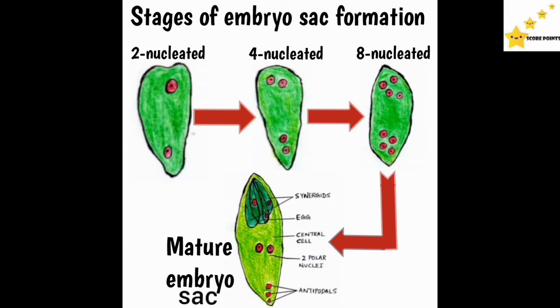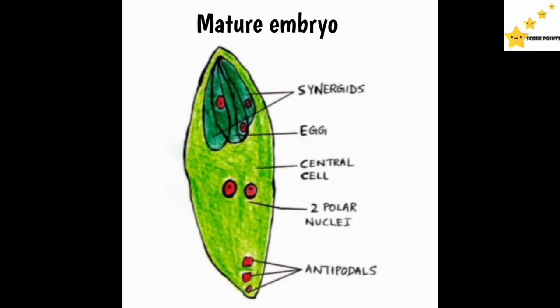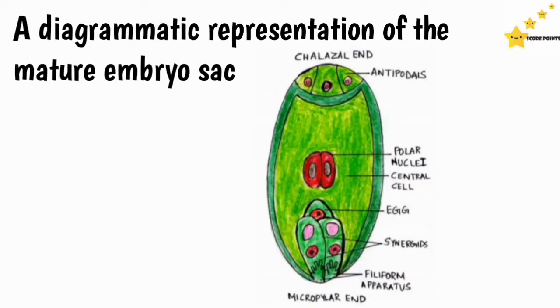Now we can see the 2, 4 and 8 nucleate stages of the embryo sac and also the structure of a mature embryo sac. The nucleus divides three times. It undergoes mitotic division. The third mitotic division gives rise to an eight-nucleate, seven-celled embryo sac.